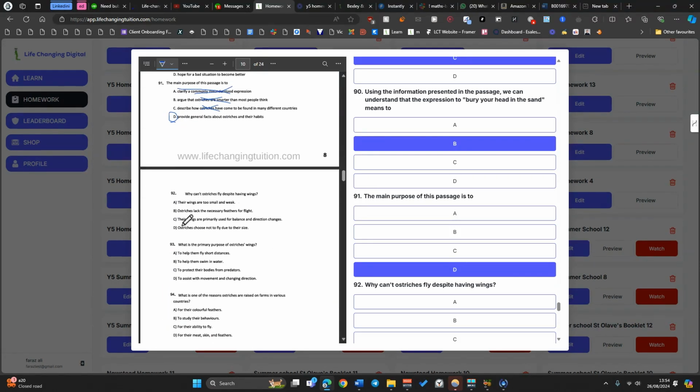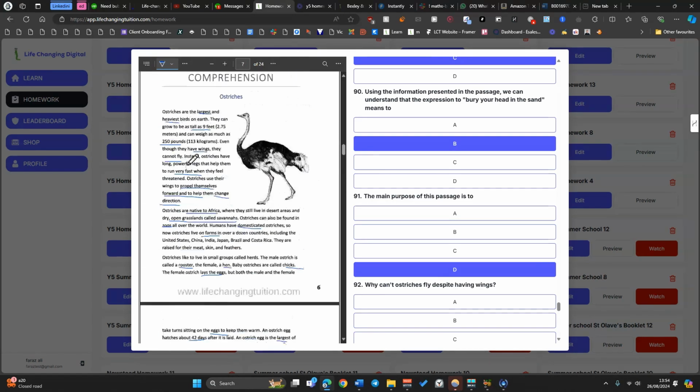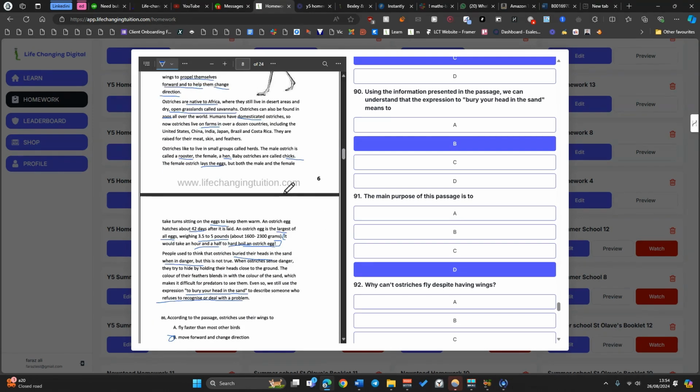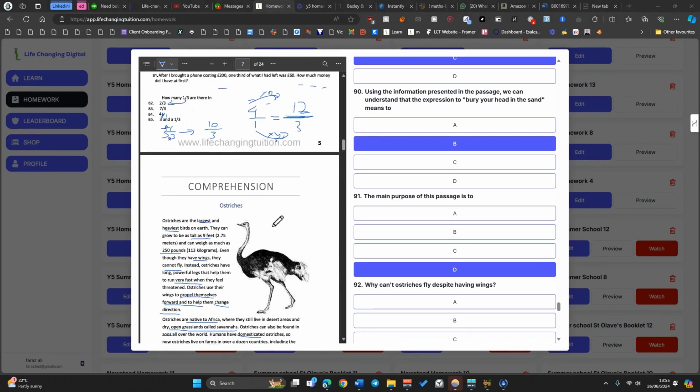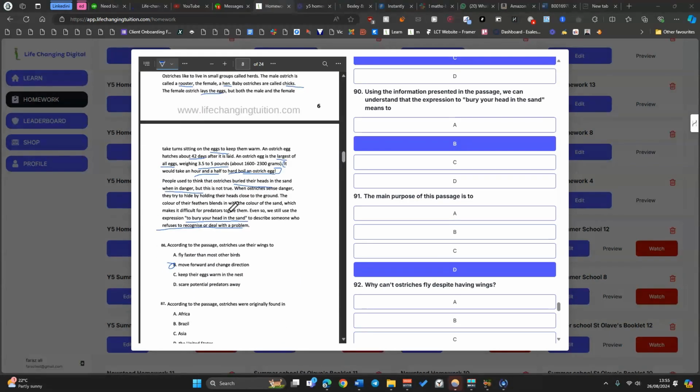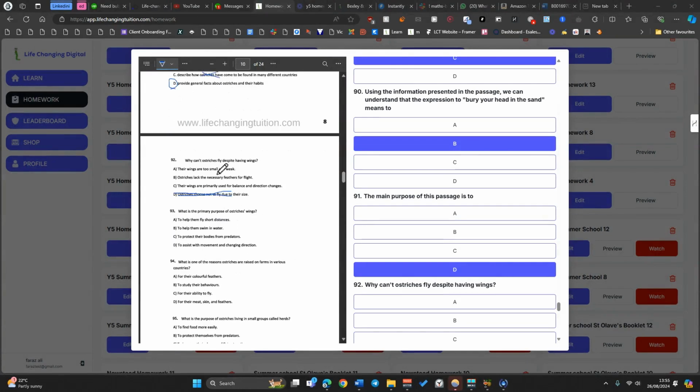Their wings are too small and weak. Lack the necessary feathers for flight. Their wings are primarily used for balance and direction changes. Ostriches cannot fly. Choose not to fly due to their size. They definitely don't choose to not fly. It doesn't say anything about that. Let's see if it says anywhere in the actual passage about why they can't fly. It doesn't look like there's any other information in the passage about why they can't fly.